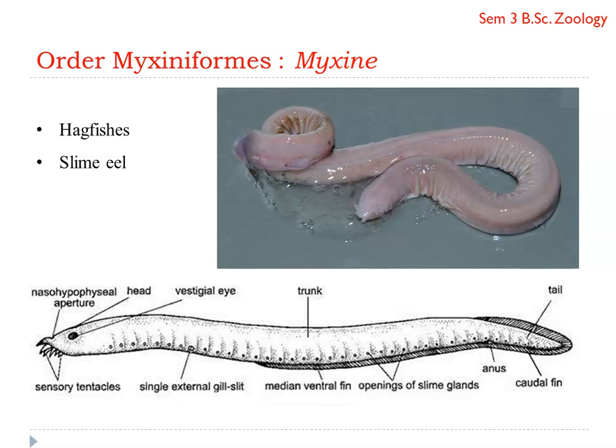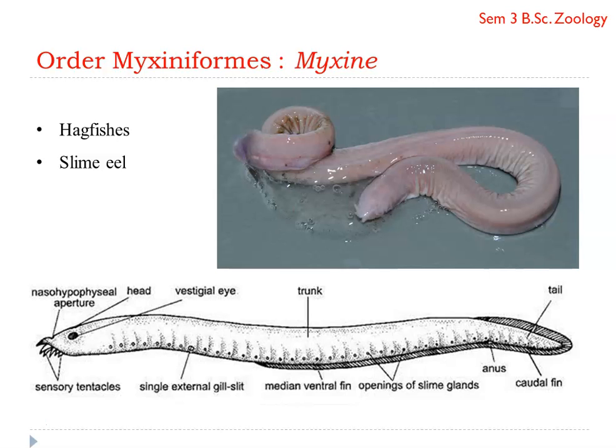Then another feature is all along the trunk region and even the tail region, you can see there are openings of the slime glands. The large mucus glands are present, opening by pores along both sides of the body, and they secrete mucus or slime, and that is how they get the name slime.